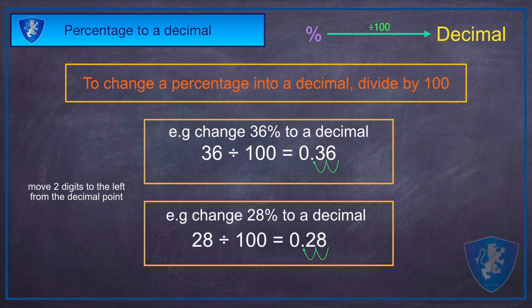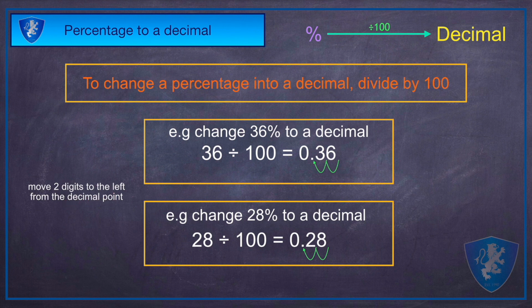The first example is that we have 36% and we want to turn it into a decimal. So that's your 36% here, and we divide by 100. And remember, the 36 has a decimal point at the end, just after the 6. So what we're doing here is moving one place and two places. The point goes and sits there in the middle between 0 and 3. So 36% is 0.36. And on the left, we've shown here, move 2 digits to the left from the decimal point.